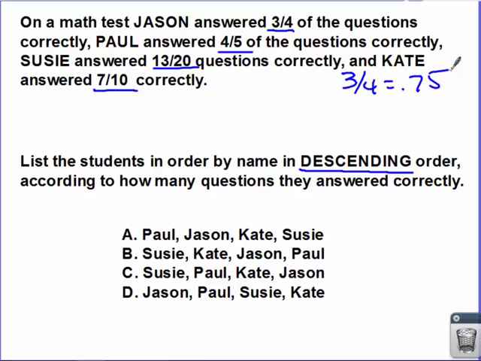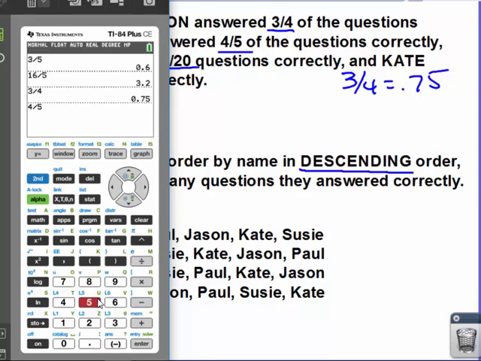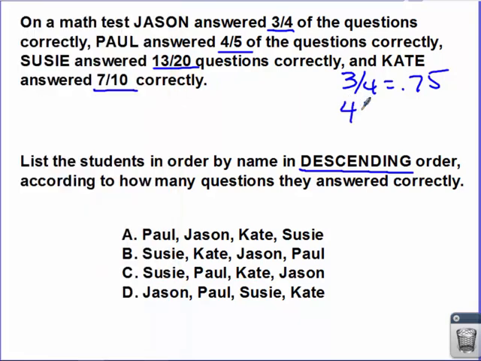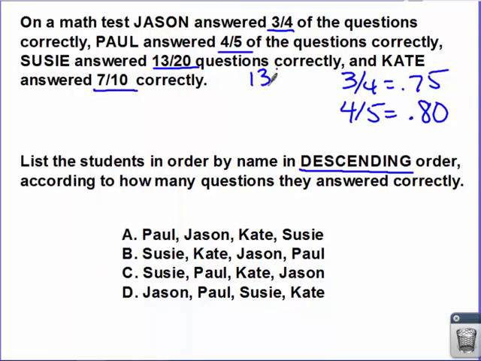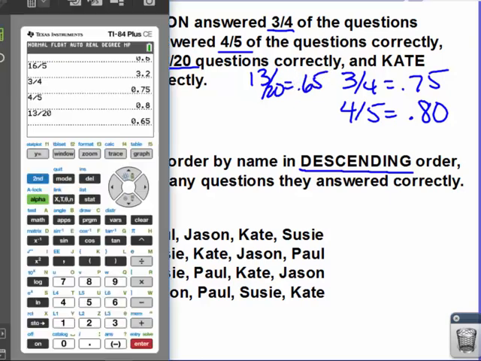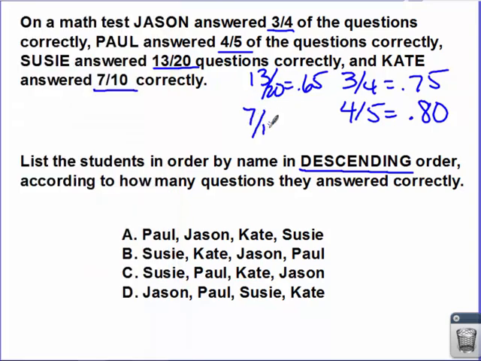All right, so then we go to 4/5. So 4 divided by 5, that's 0.8. So 4/5 equals 0.8 or 0.80. And then 13/20. So 13 divided by 20 gives us 0.65. And now we have 7/10. Now 7/10 you should know. 7 divided by 10 gives us 0.7, or 0.70.